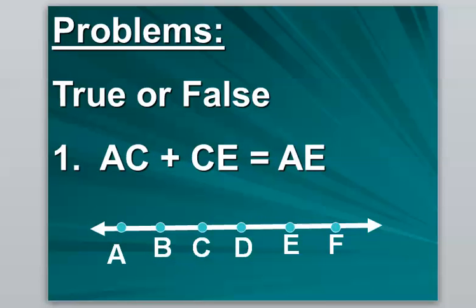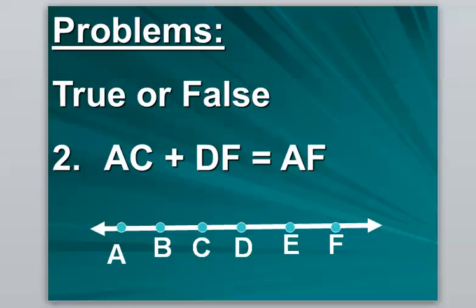The next few problems we're going to do true or false, and we're going to think about whether or not adding the lengths of the first two segments would add up to the third one. For example, if we look at number 1, it says the length from A to C in blue on the number line, plus from C to E would be the same as going from A to E, and that is true. We want to make sure when we look at these lengths that there's no gaps, there's no missing spaces, and there's no overlaps, that no segment is being counted twice.